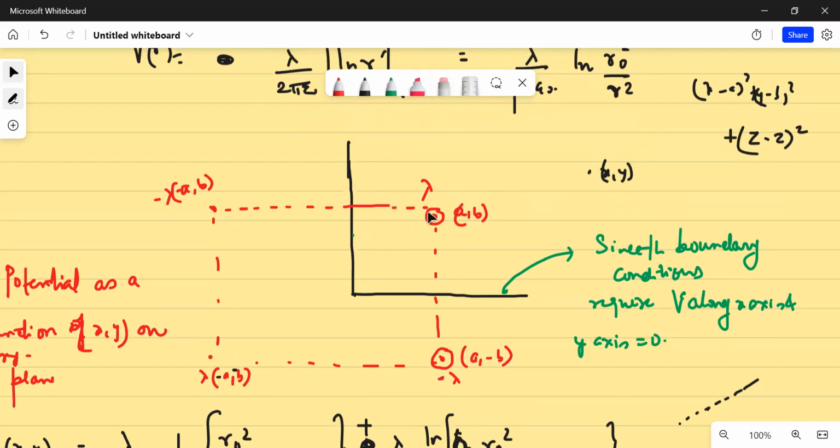Then the distance will be (z minus z naught) squared. So eventually it will remain as a function of x, y. This is what I want to convey.